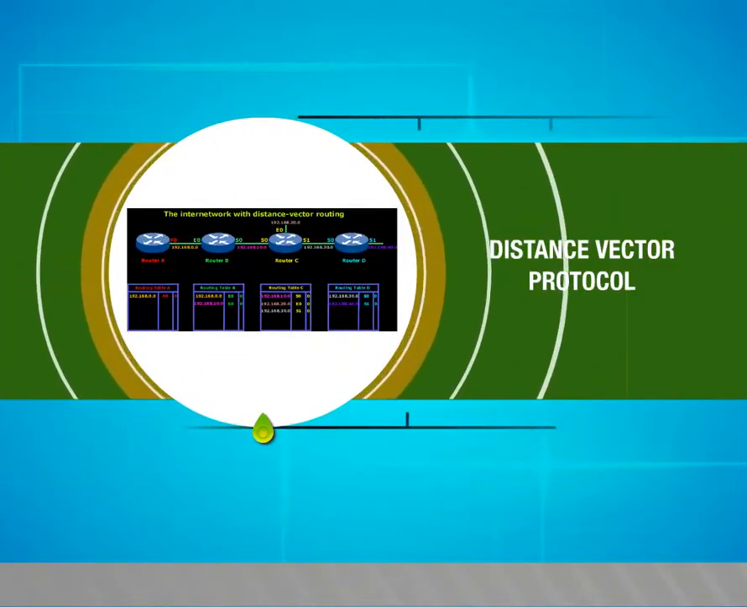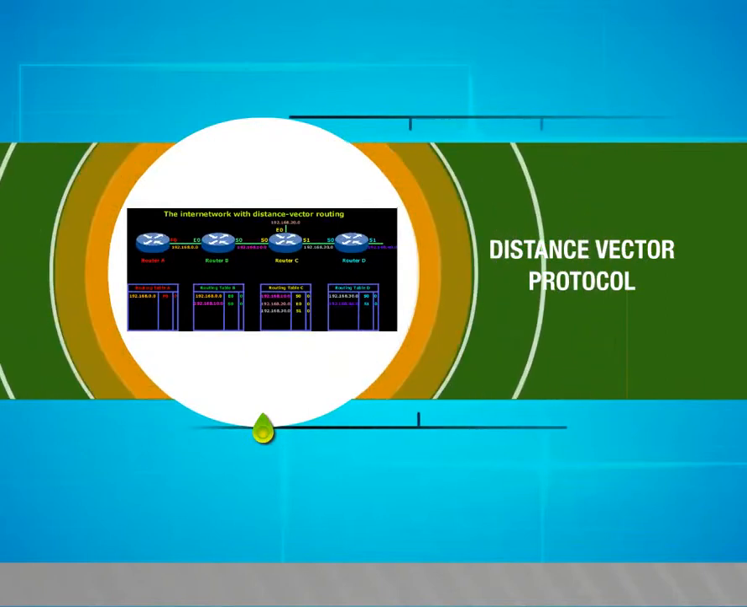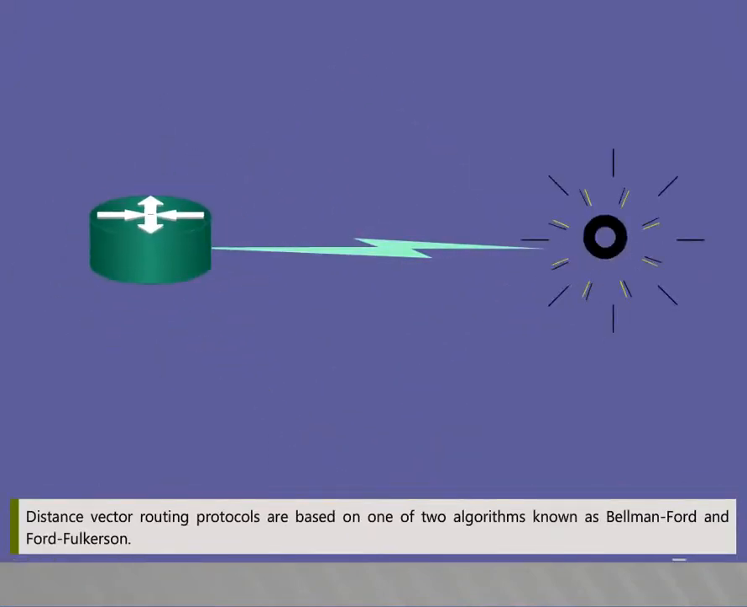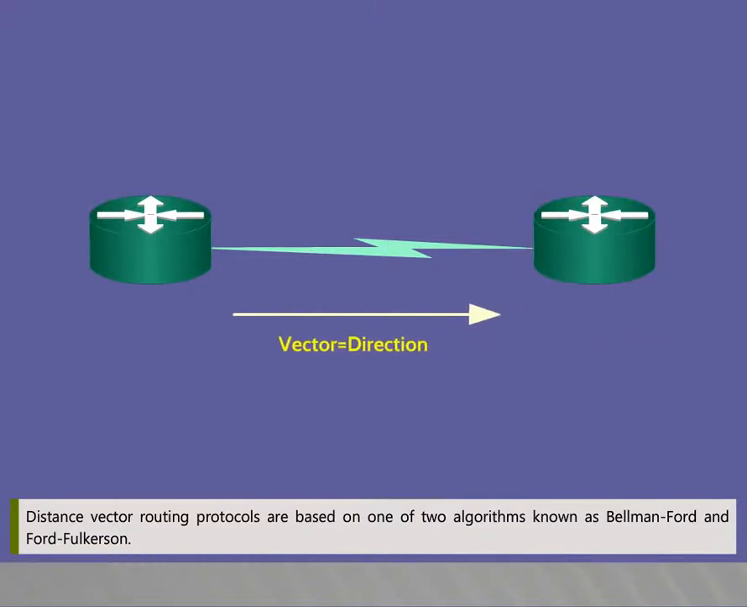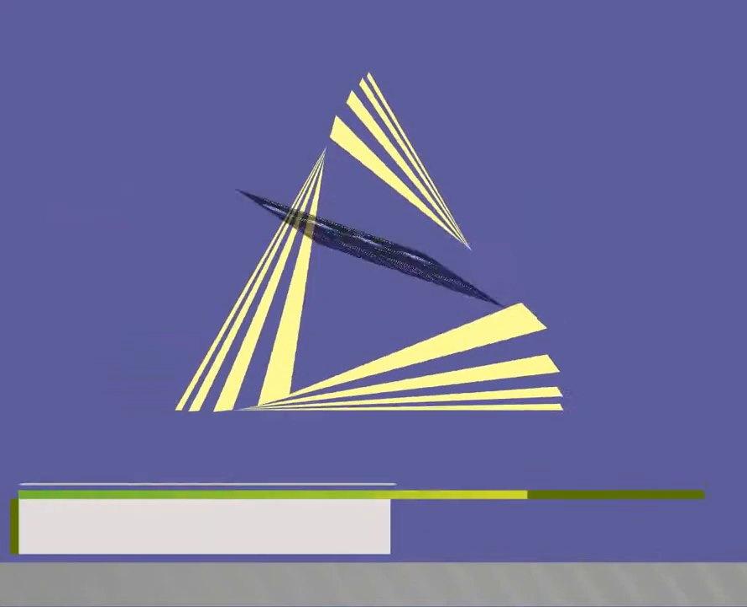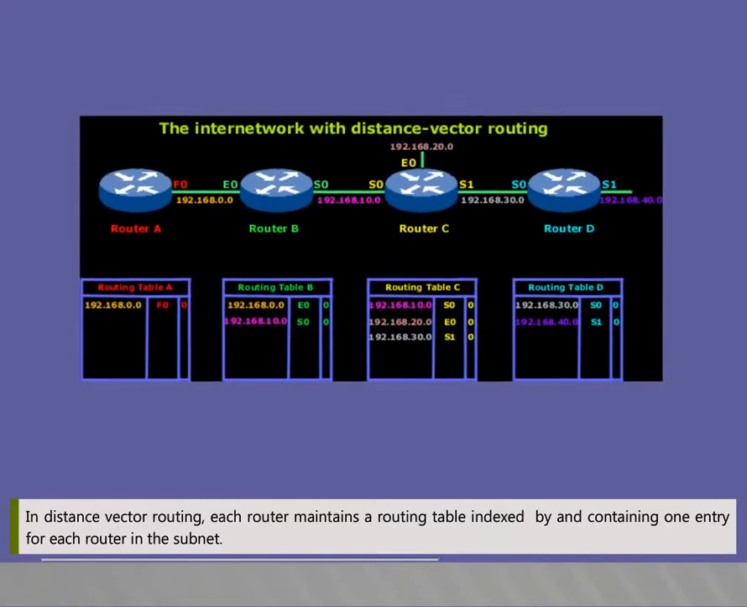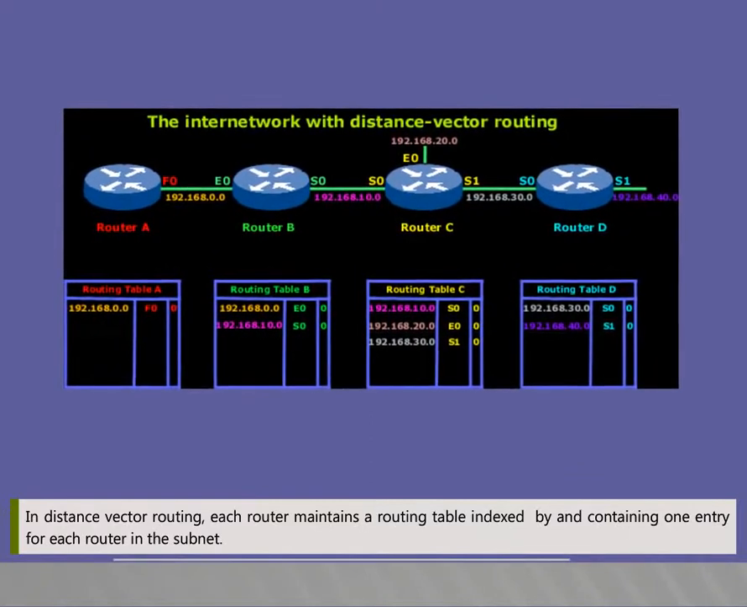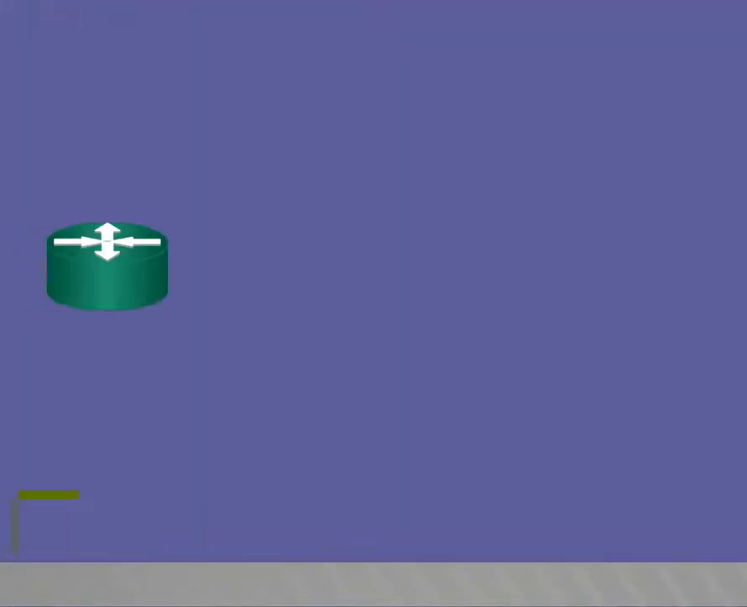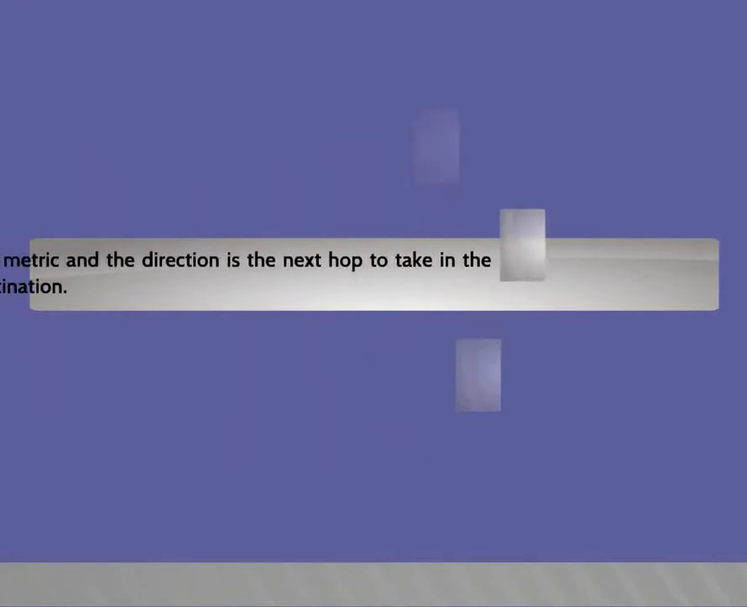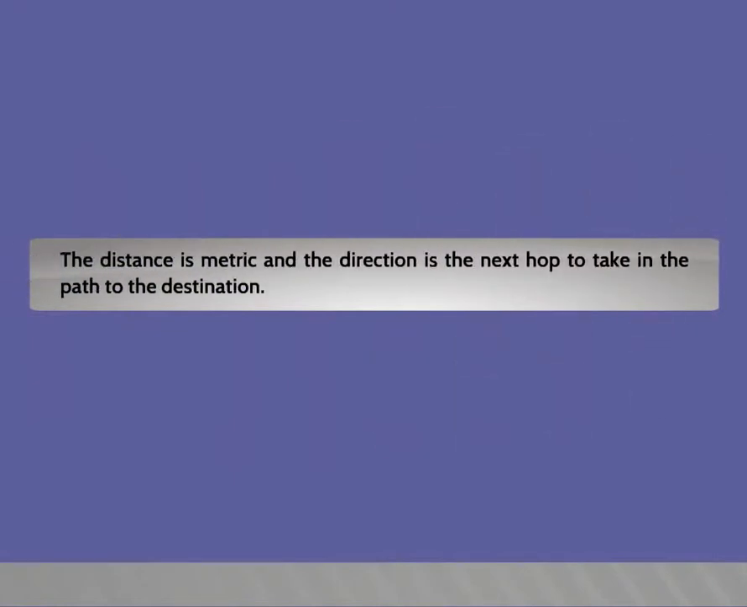Distance vector protocol. In this video, we are going to see about distance vector protocol. Distance vector routing protocols are based on one of two algorithms known as Bellman-Ford and Ford-Fulkerson. In distance vector routing, each router maintains a routing table indexed by and containing one entry for each router in the subnet. It is the combination of distance and a direction. The distance is metric and the direction is the next hop to take in the path to the destination.